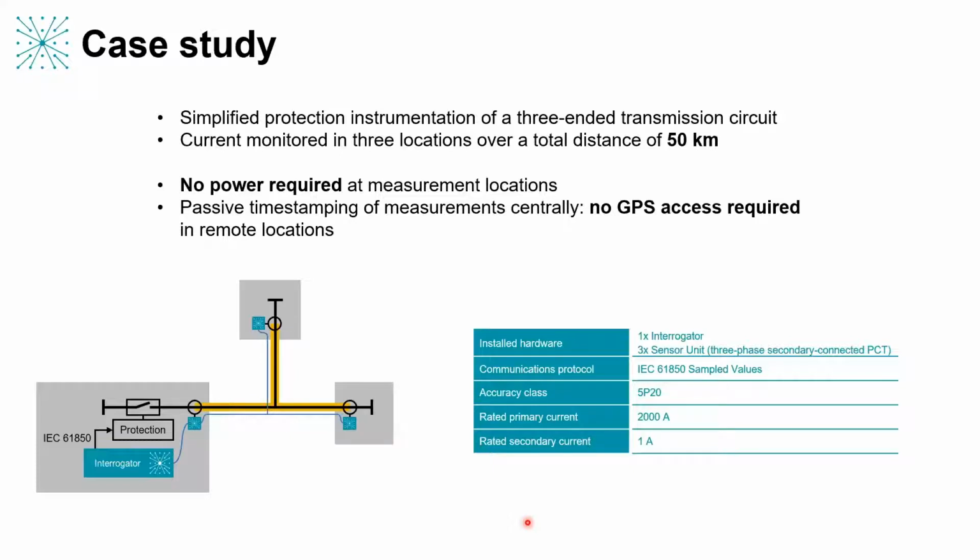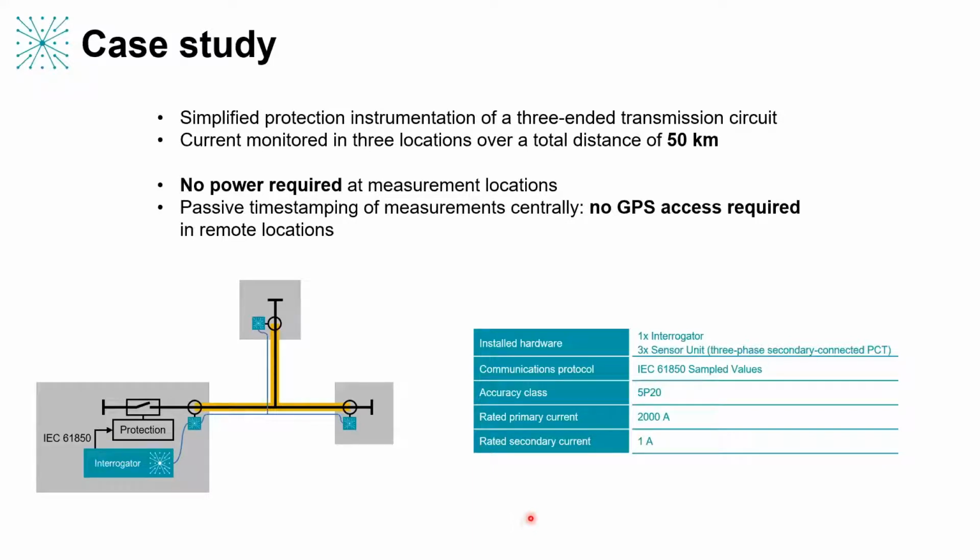In this scheme, what we have is three-phase current monitored at 3 locations, so that's 9 current sensors in total, and they are distributed over a total distance of 50 kilometers. And as I've said, no power was required at the remote measurement locations. Timestamping of all those measurements is performed centrally at the interrogator, and therefore no GPS access is required at those remote locations. This means, again, that even in the event of total loss of GPS access, all the sensors retain relative sync and the protection scheme remains operational.